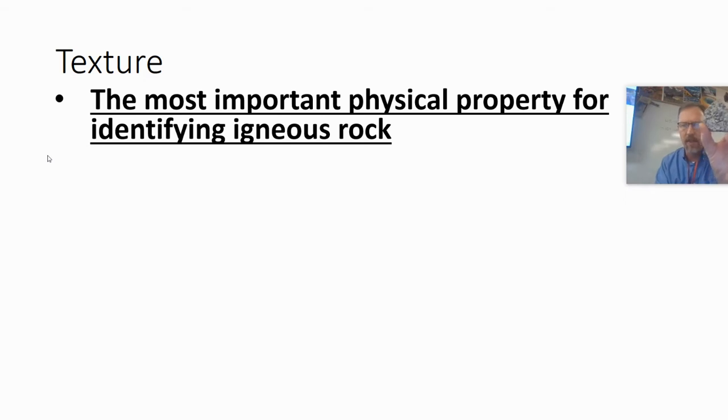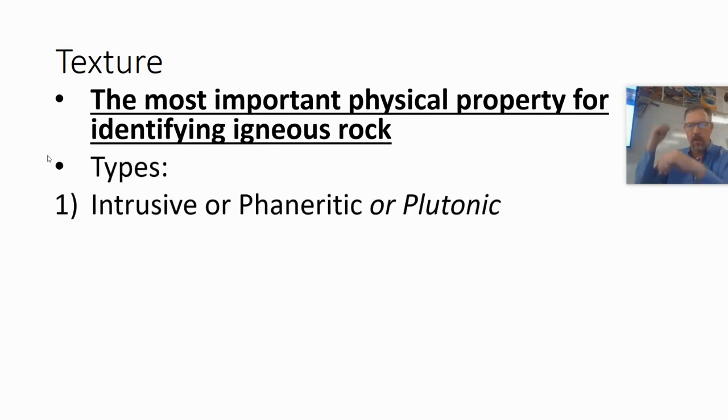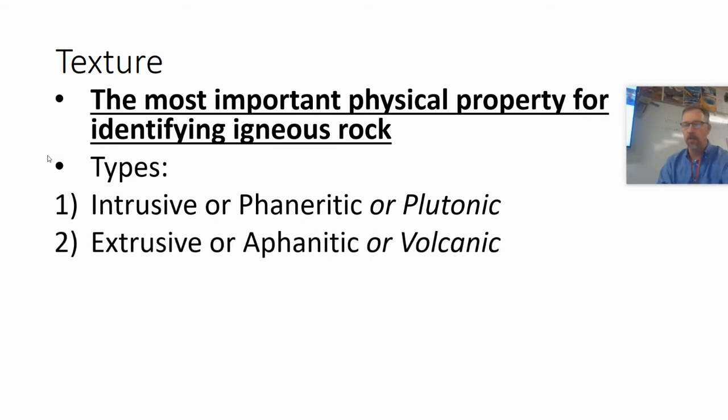So if I look at this, you can see the crystals of this piece of granite are big. Whereas if I take a look at this piece of andesite, the crystals are pretty small. So that suggests different cooling rates. We have different types of texture. The first one we're going to talk about is going to be phaneritic or plutonic. The second one is going to be extrusive or aphanitic, or what we call volcanic. All three of those terms mean the same thing in each case.